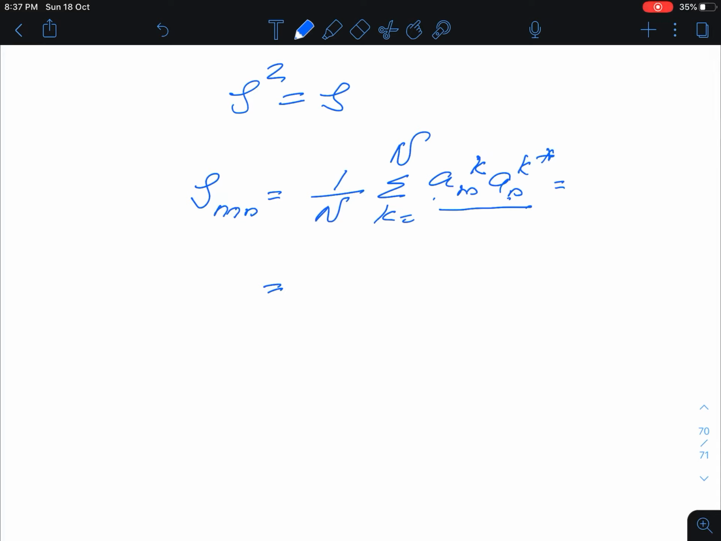n terms will be there. Like this, n terms will be there. So divided by capital N, they get cancelled. So simply that is equal to a_m k, or usually you should not have the k also because only one state will be there. Okay, no problem. a_n star, a_n star. So that's it. I mean, all the k's are now equal.